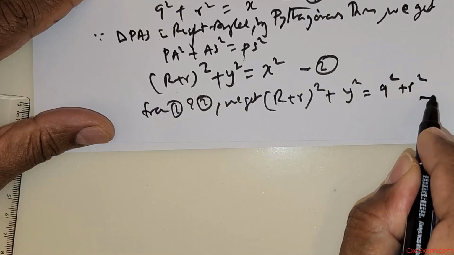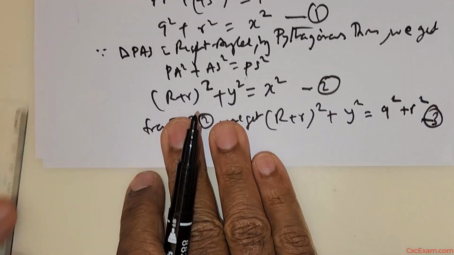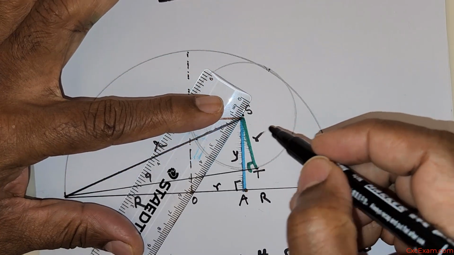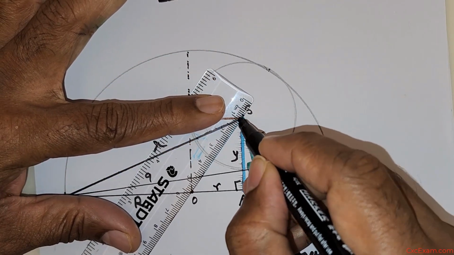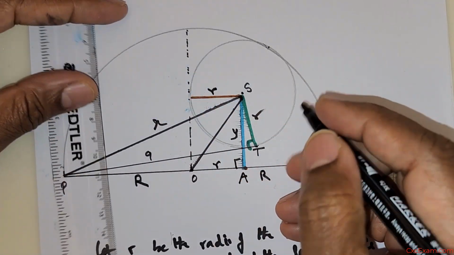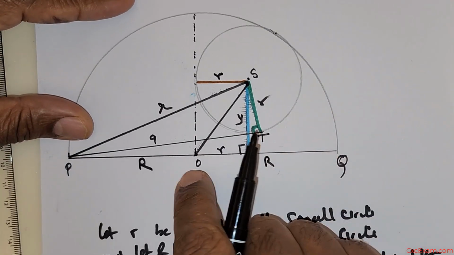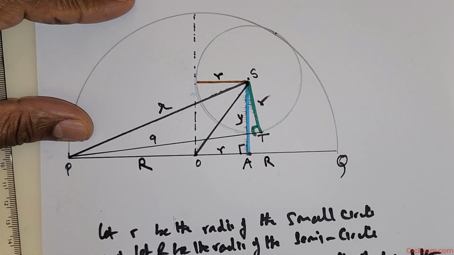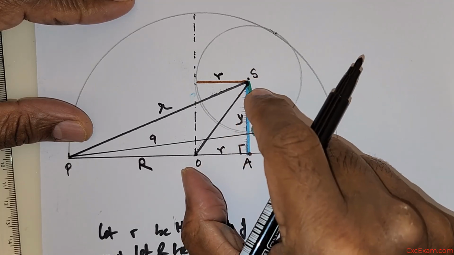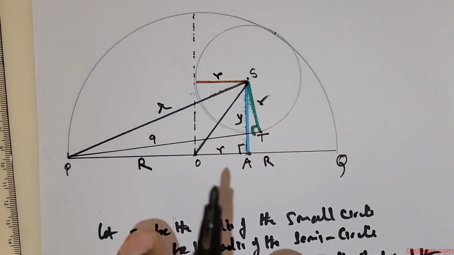Now I'm going to take this as sum 3. Go back to the figure. What I will do is connect S with O. If I connect S with O, I would have a triangle OAS. Now OAS is right angled. This distance is R, this distance is Y. Now what is this distance?